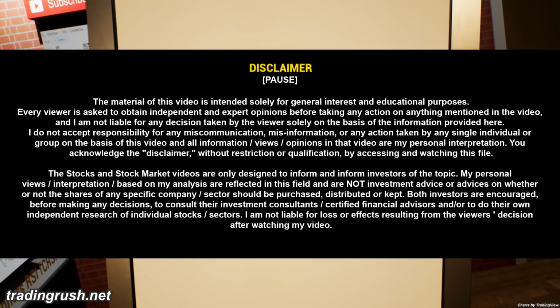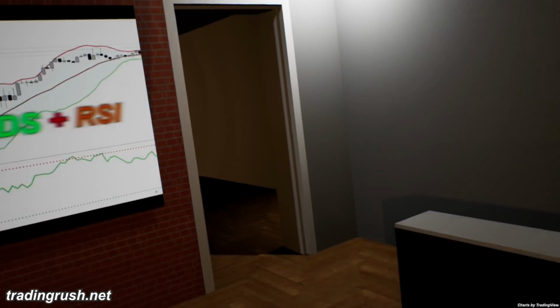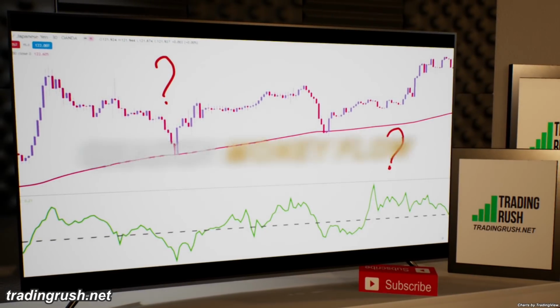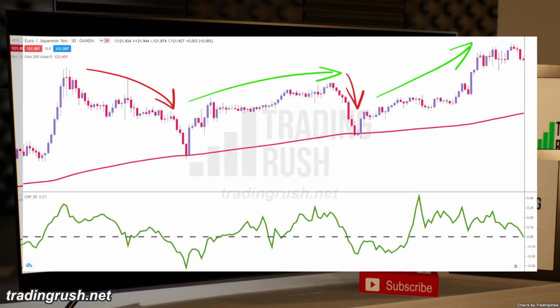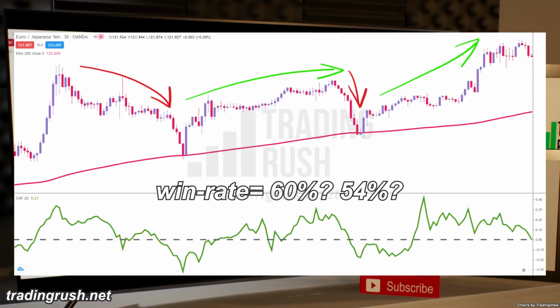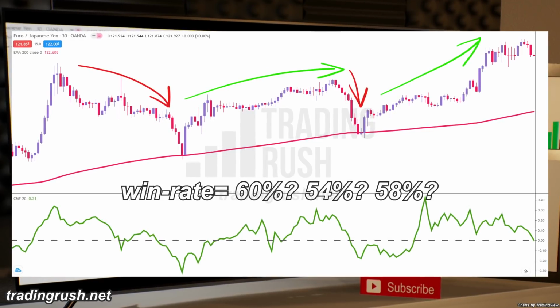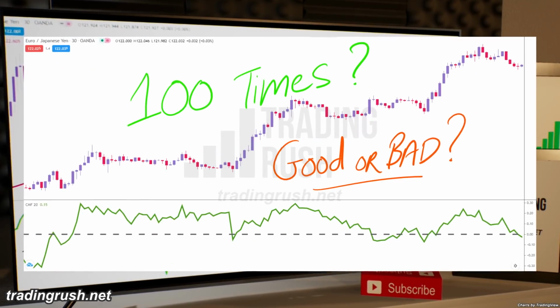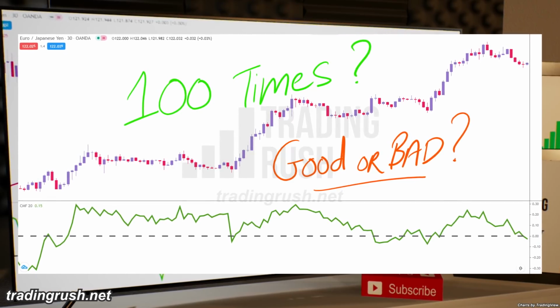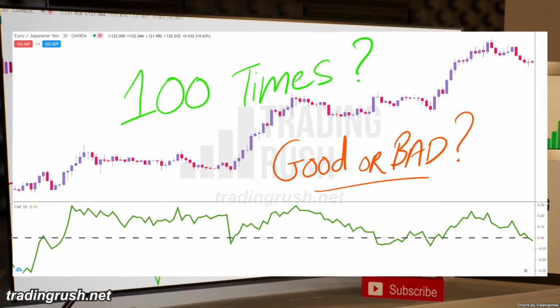Does Chaikin Money Flow indicator work? What's the win rate of the Chaikin Money Flow indicator strategy? Will it perform as good as some of the other trading strategies we have tested 100 times or even better? Well, why don't we test the Chaikin Money Flow trading strategy 100 times and find out?